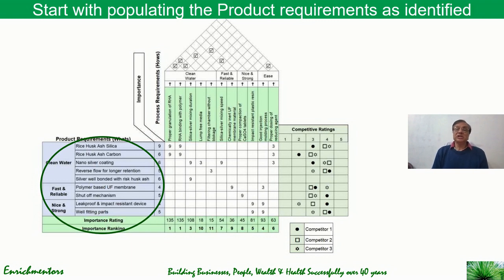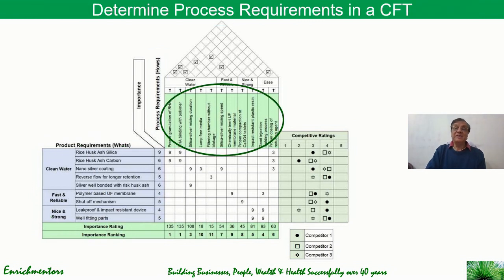So we start with populating the product requirements as we had identified in the previous lectures. We populate them on the left-hand side of this house, and on the right-hand side of that house we put the importance rating. The importance rating we would have determined in the last part, QFD2. So we determine that as the first step. Then we sit in this cross-functional team and brainstorm about what the process requirements are to deliver those product requirements.